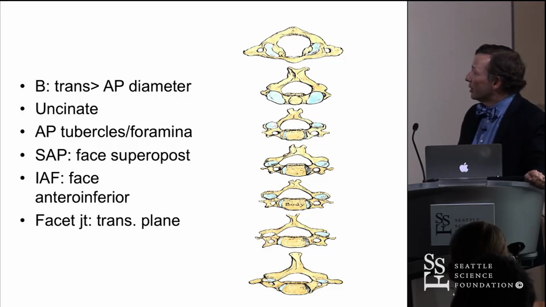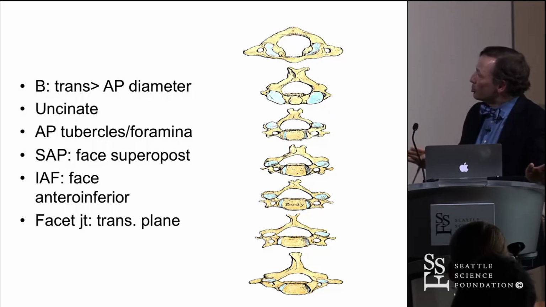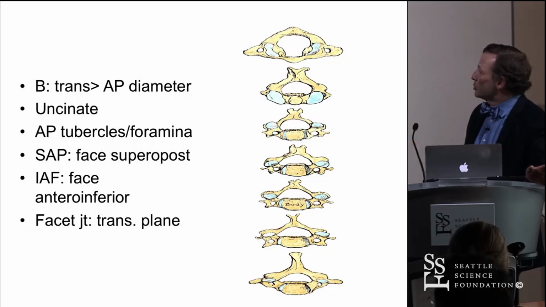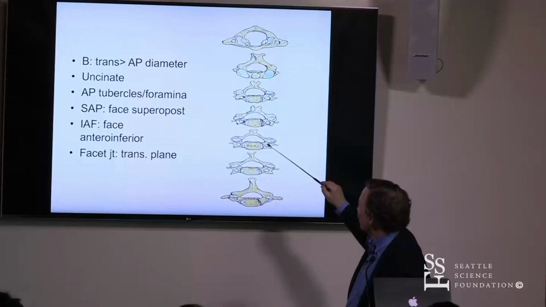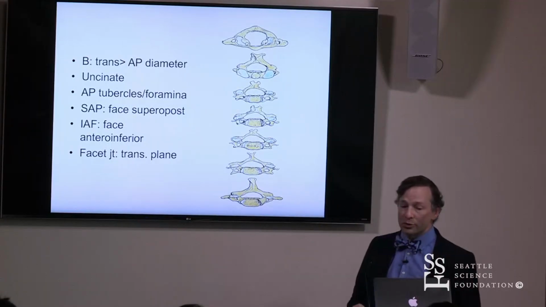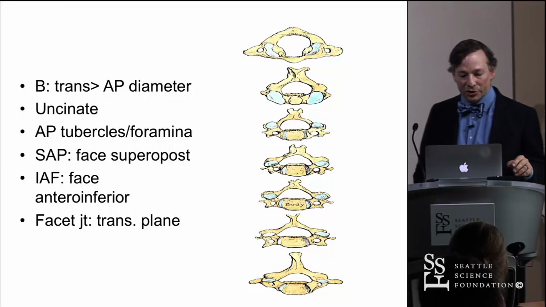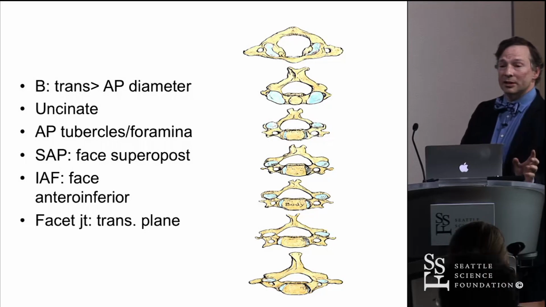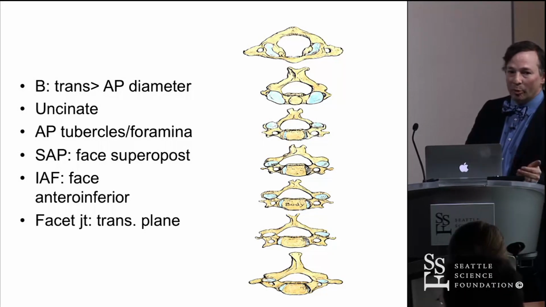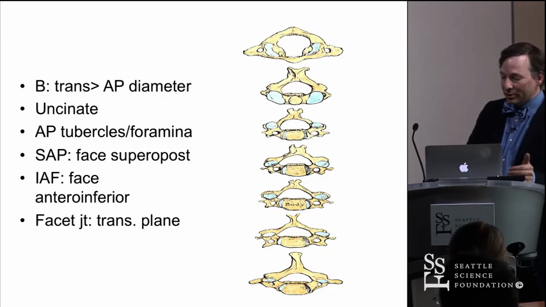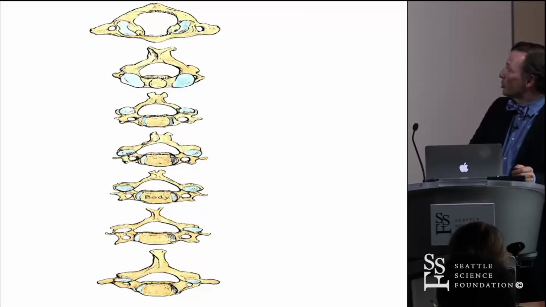You also note the facet joints are in the transverse plane, and you can look at the difference between the superior articular facets and the inferior articular facets. And as I show you some additional views, you'll see how these interplay with each other. And again, the whole idea is to have increased mobility about these facet joints, or to be more proper, zygapophyseal joints, and at the same time have stability. So there's a back and forth between those two.